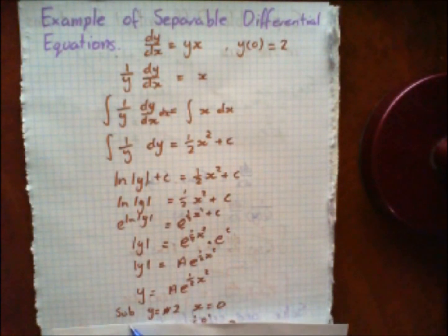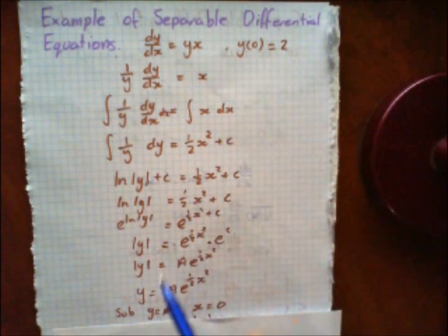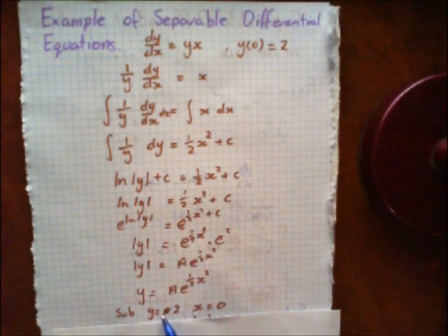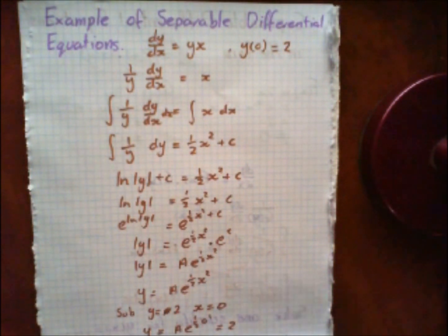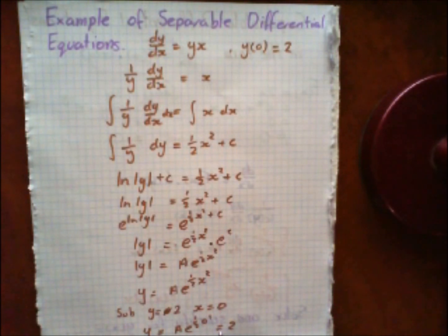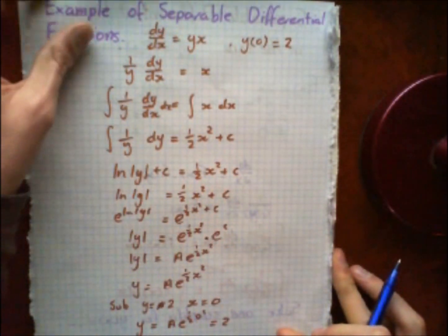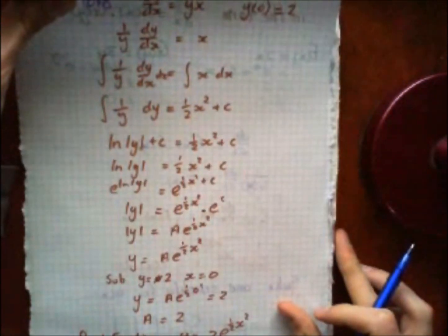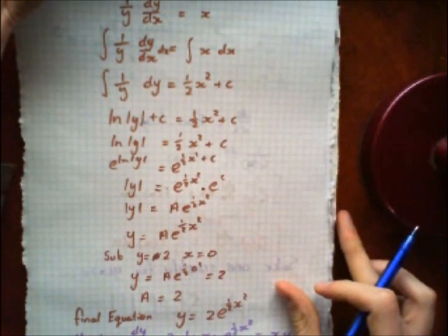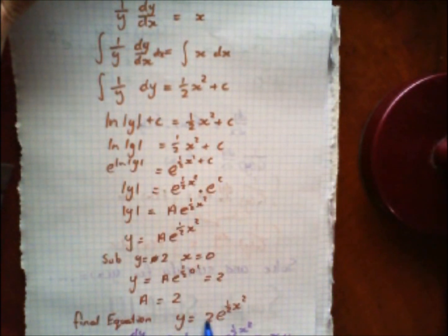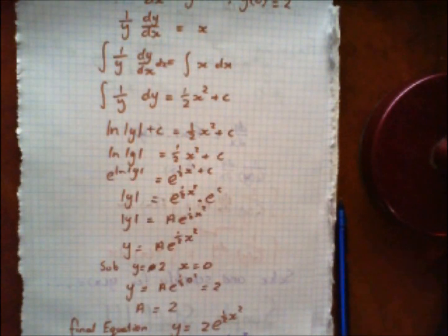After this, we're going to sub in our original condition up here. That is, y is equal to 2 where x is 0. So here we go. So y is equal to a times e to the power of a half times 0 squared, which is equal to 2. This shows that a is equal to 2, and therefore that the final equation is y is equal to 2 times e to the half x squared. And there you have it.